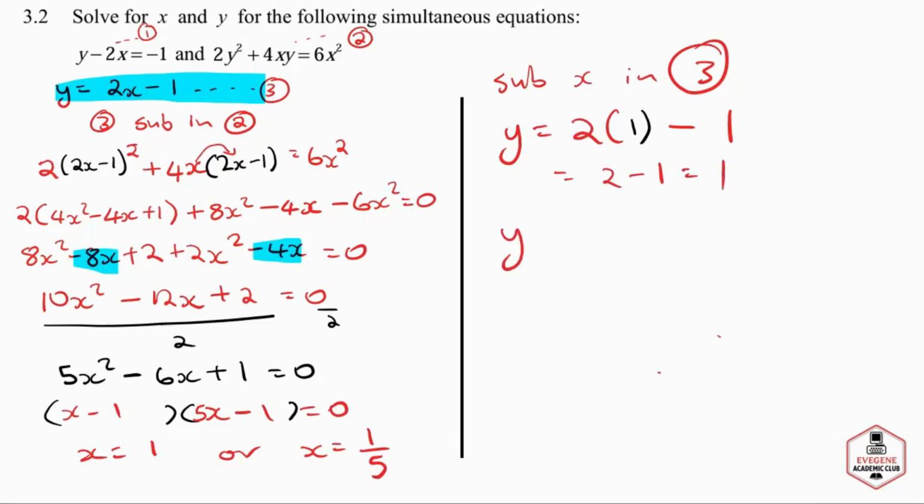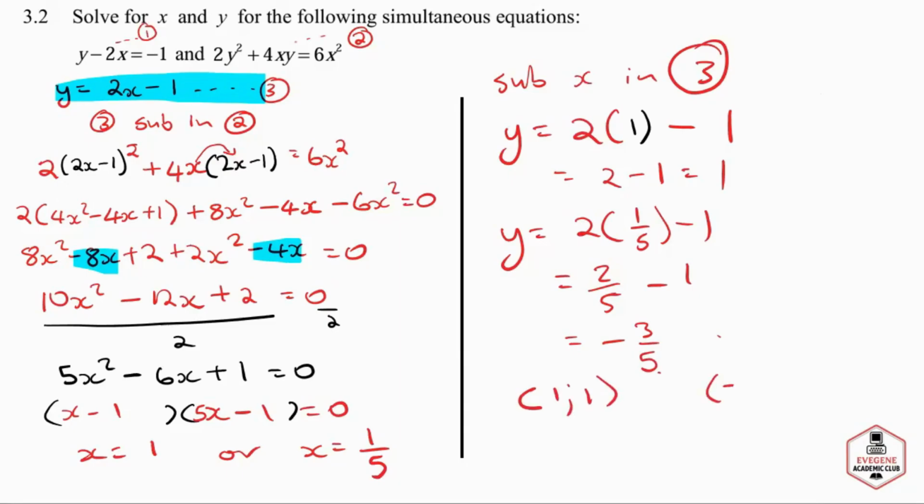Then y is equal to 2 into the other value, 1 over 5, minus 1. The answer here, you have 2 over 5 minus 1, which is 5 over 5. So you have negative 3 over 5. So your coordinates would be (1, 1), and then (1 over 5, negative 3 over 5). There you go.